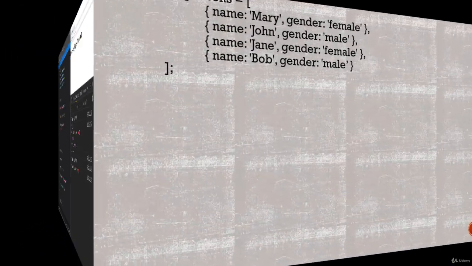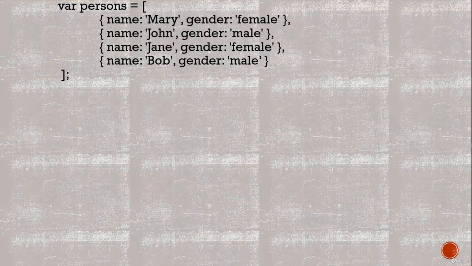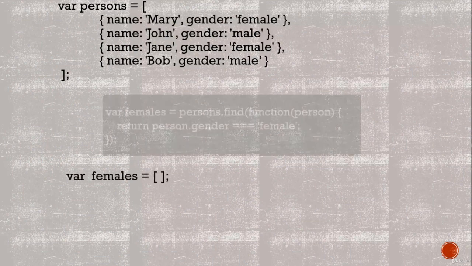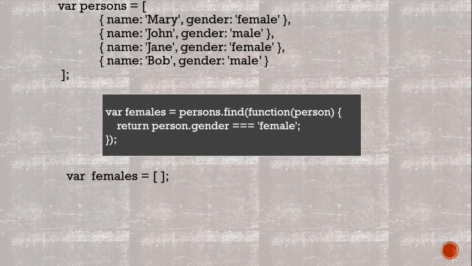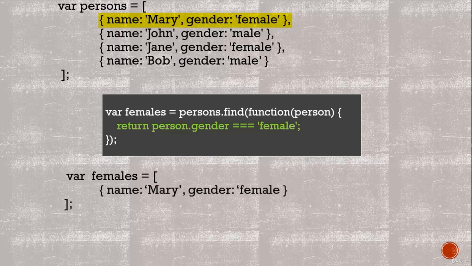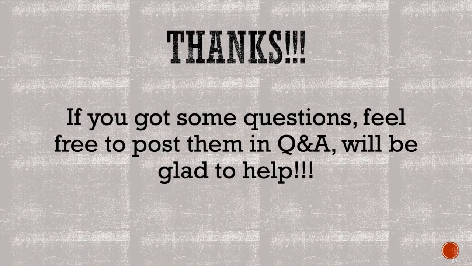Okay, let's consider briefly how the find helper works. Again, we have here our persons array, then the females variable, and the find helper. On the first iteration, the function is executed for the first item, which is again an object with name property Mary and gender female. The condition inside the function is true. It returns a true value. The object is added to the females array, and after that, the find helper terminates working. So this is how the find helper actually works behind the scenes.